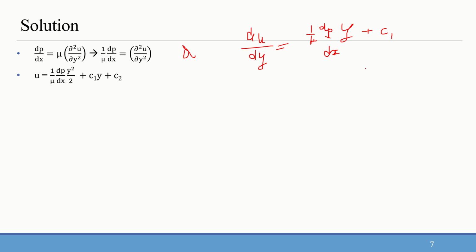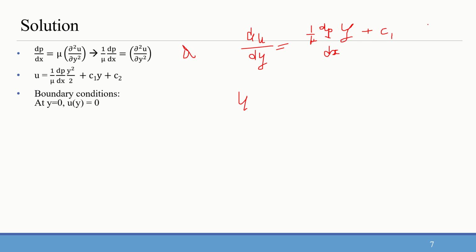So next we will take the second integration again. So it becomes u as a function of y is equal to 1 by mu dp by dx into y square by 2 plus c1 into y plus c2. One more constant we will be adding. This is how we get this particular term.